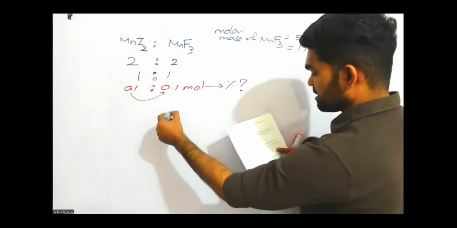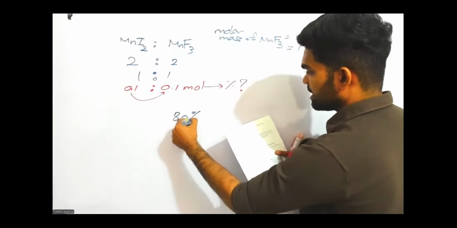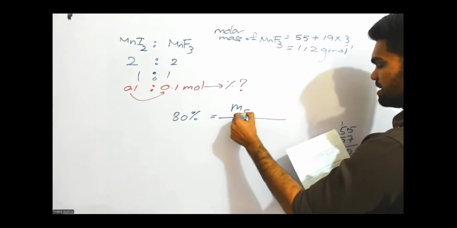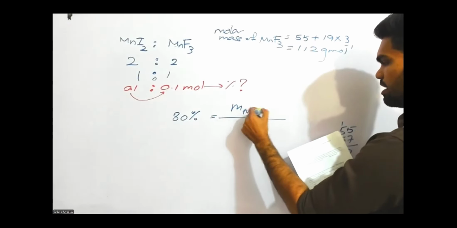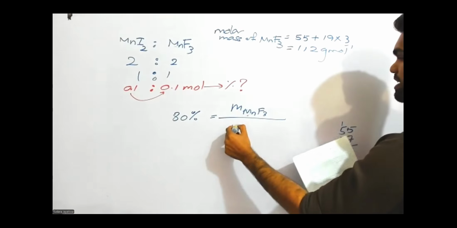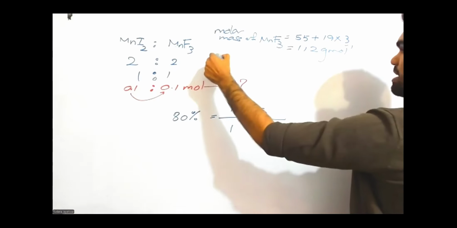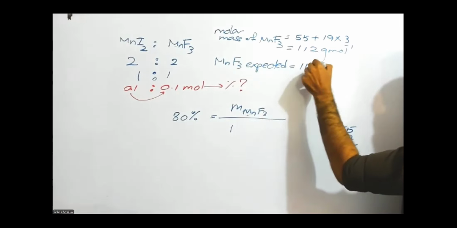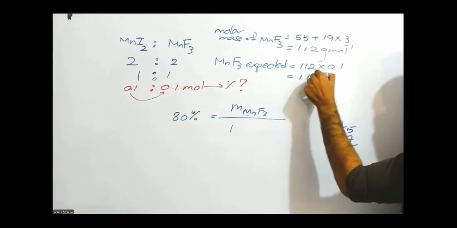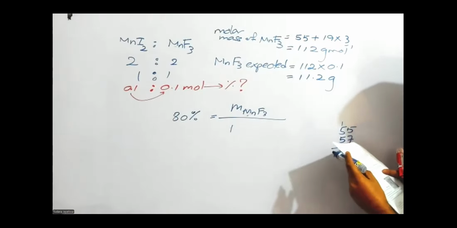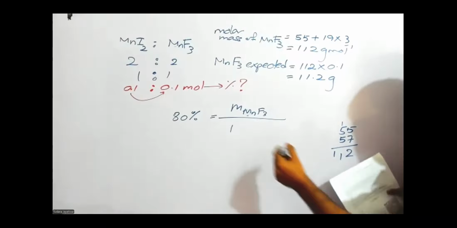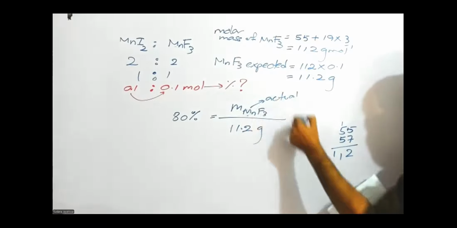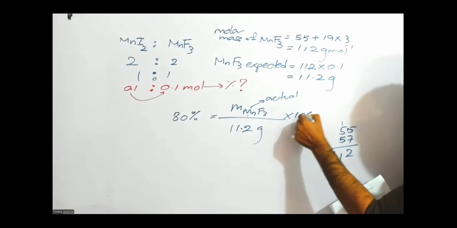Yeah, so here, the percentage yield is 80%, so you are getting only 80%. So, the actual mass of MnF3. This is the one you are expecting. MnF3 expected. Expected is 112 into 0.1, so 11.2 grams are expected. Theoretical mass. Okay, so 11.2 you are expecting, but you are going to see the actual MnF3 mass. So into 100%.